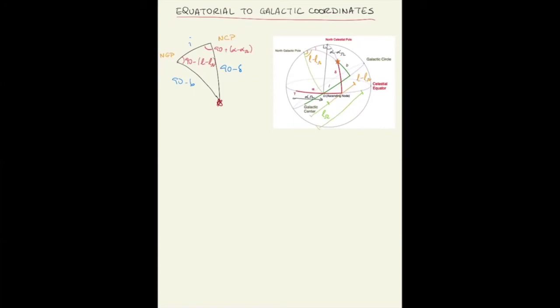So if you apply the fundamental law of cosines to this, what you have is sine b is equal to cosine I sine delta minus sine I cosine delta sine of alpha minus alpha omega. If you apply the law of sines, you have cosine b cosine of l minus l omega is equal to cosine delta cosine of alpha minus alpha omega. And applying the arc and angle formula, you have cosine b sine of l minus l omega is equal to sine I sine delta plus cosine I cosine delta sine of alpha minus alpha omega.